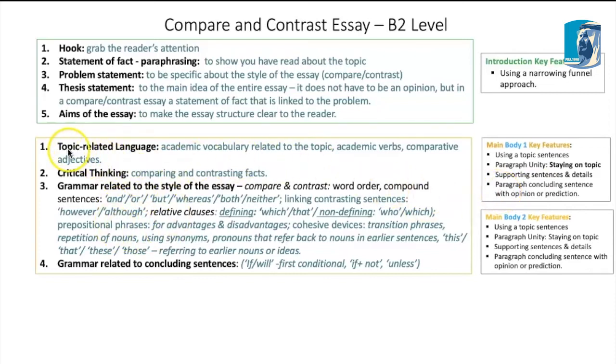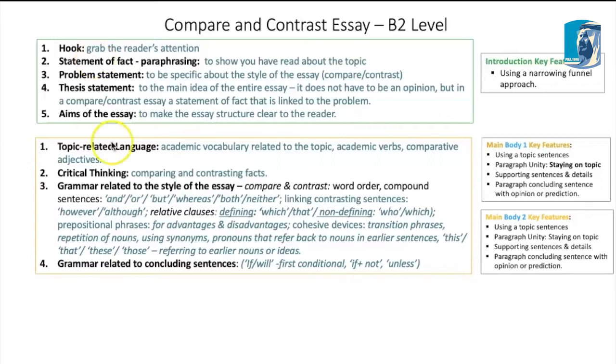Within the main body I'm looking for different language techniques, how we use academic vocabulary and academic verbs, even comparative adjectives for this particular style of essay. On the critical thinking level, you are comparing and contrasting facts, and you are using language related to this style. So how you bring two ideas together which are similar if you are comparing, how you bring two sentences together and make sure that they are combined using contrasting words.